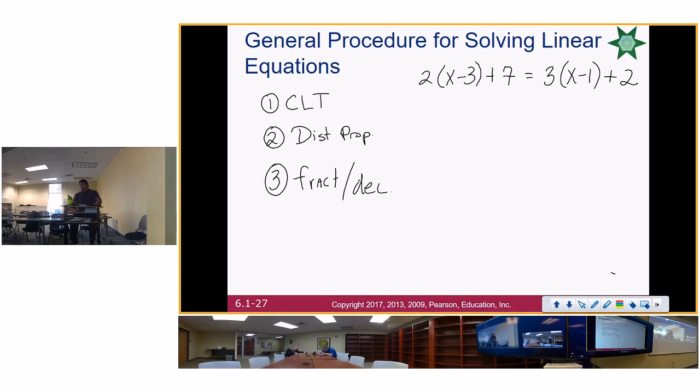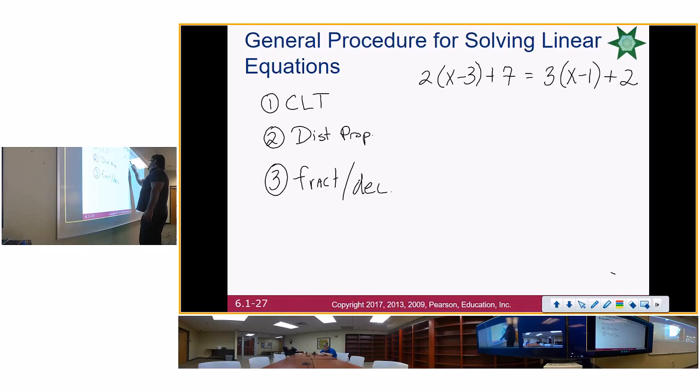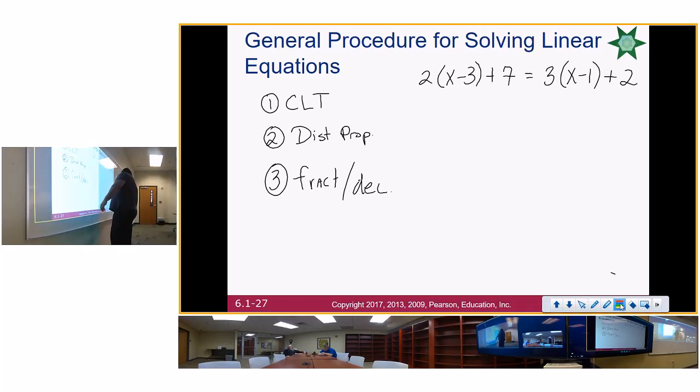So, what do you do first? You've got to distribute. Why do you have to distribute? Because you can't do anything with this x minus 3 until you get rid of the parentheses. So you're going to have to attack the parentheses first. So I've got to distribute and distribute. And now, after you distribute, you're going to have the problem that we just did on the previous screen.